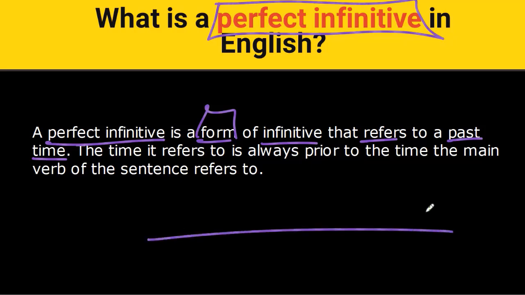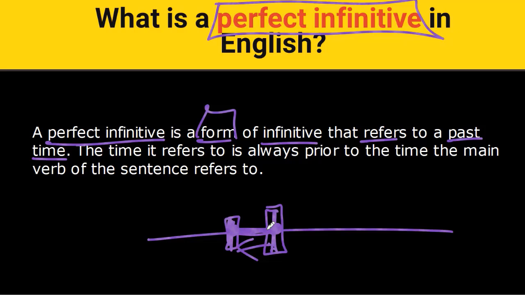This is my time chart. So, let's say if the main verb refers to this time, this perfect infinitive is always going to refer to a time that is prior to the time shown by the main verb, right? So if the main verb of the sentence refers to this time, the perfect infinitive is going to refer to this time, prior to the time shown by the main verb. This is very, very important to note, to understand, all right?